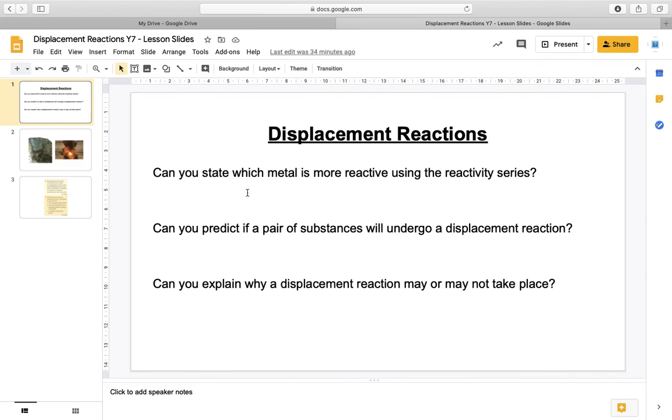So if we have a look back to our learning objectives, you should now be able to tell me which metal is more reactive using the reactivity series. The higher up it is, the more reactive it is. You should be able to predict if a pair of substances will undergo a displacement reaction. You can use the reactivity series to do that. And can you explain why a displacement reaction may or not take place, depending on if an element is more reactive or not.